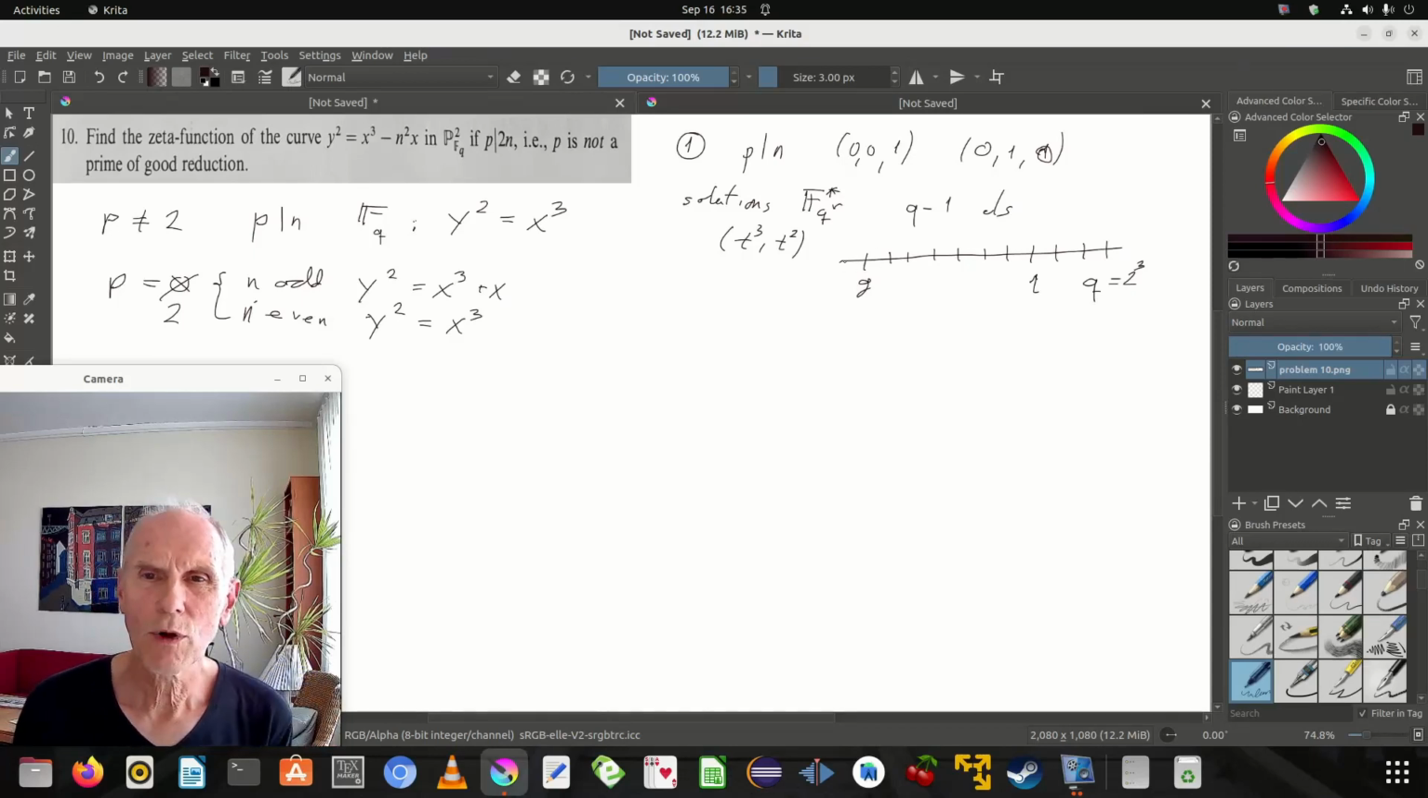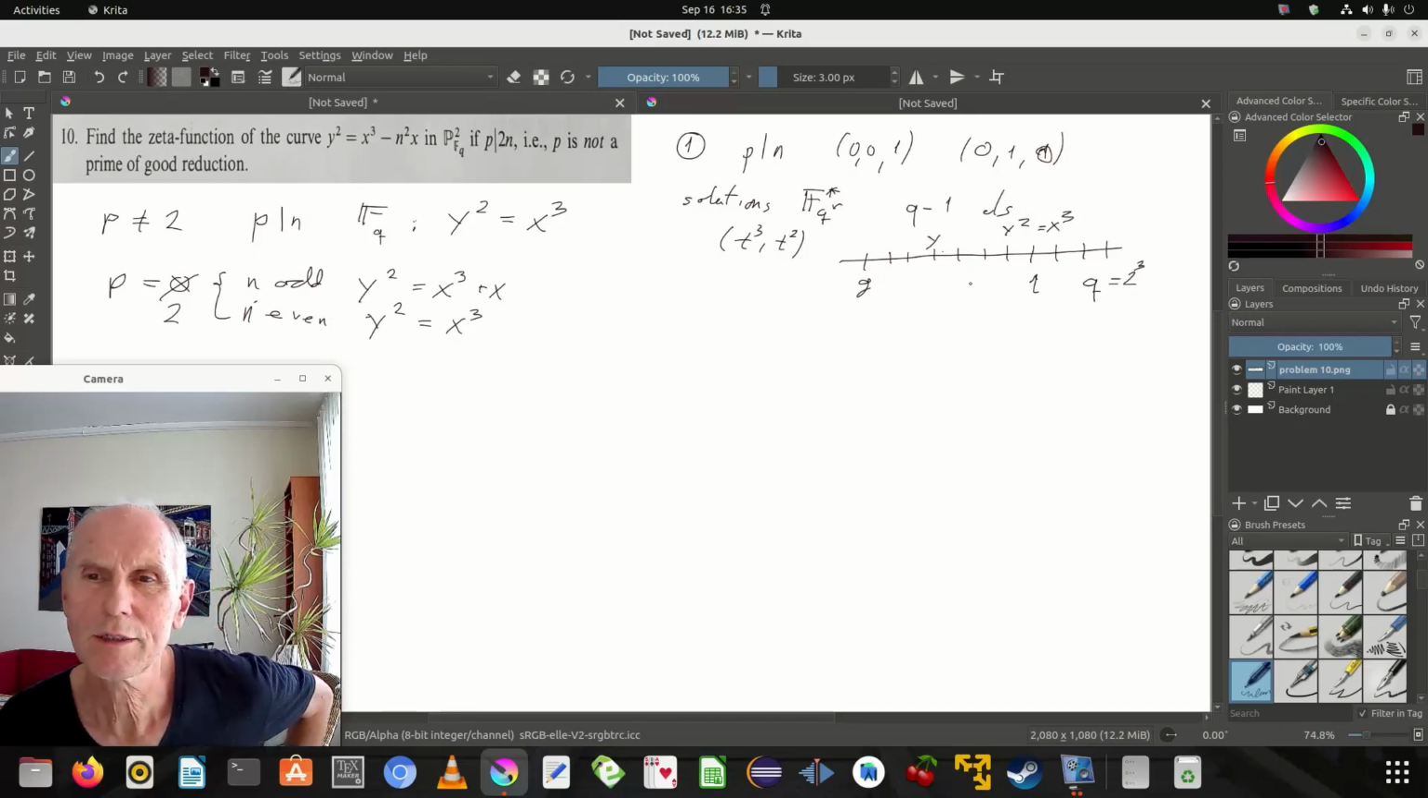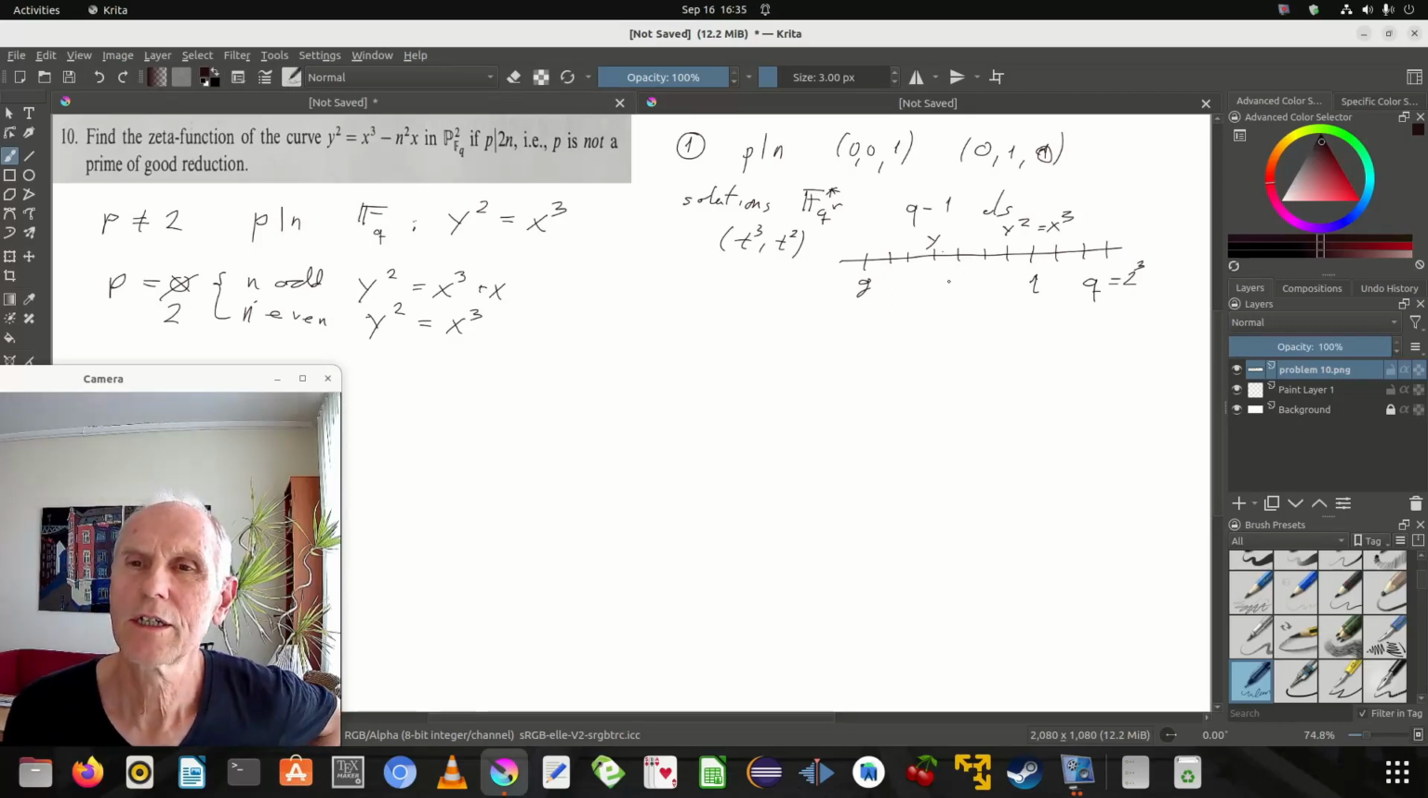So what I basically wanted to say is that if some of these guys, y squared, is a cube, must x itself then be a square? That's my question, basically.